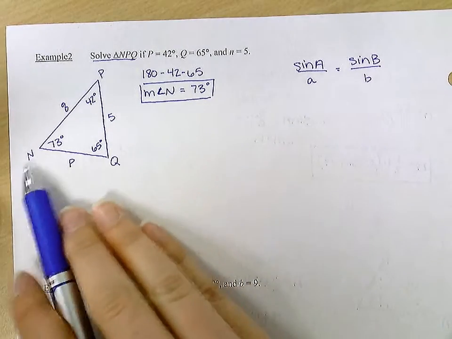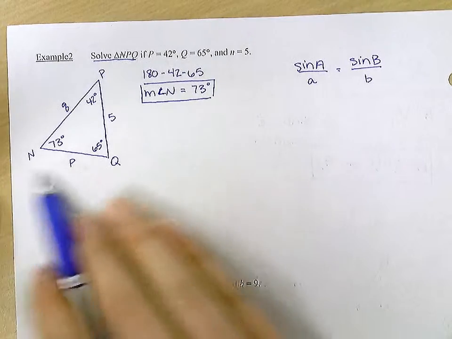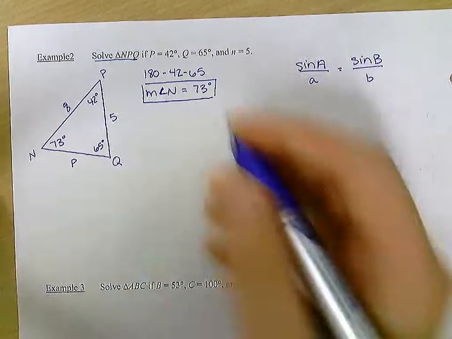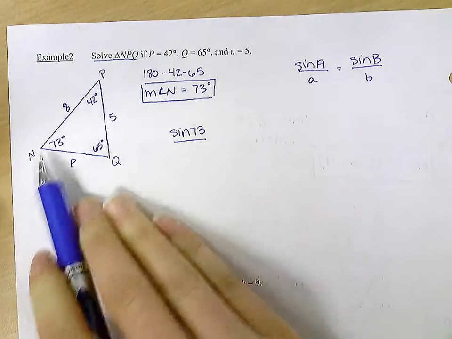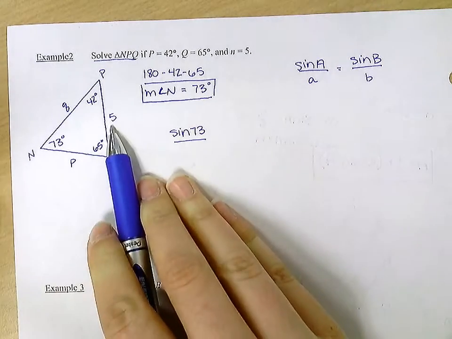So continuing here, I'm going to use sine of the angle I'm given. So sine of 73, that has to go over its opposite side, which is 5.